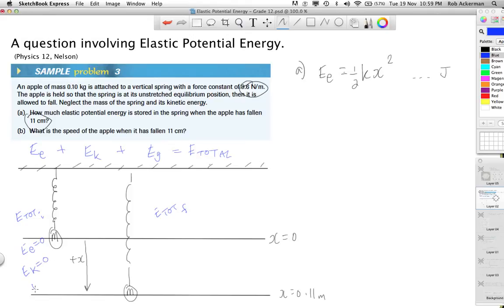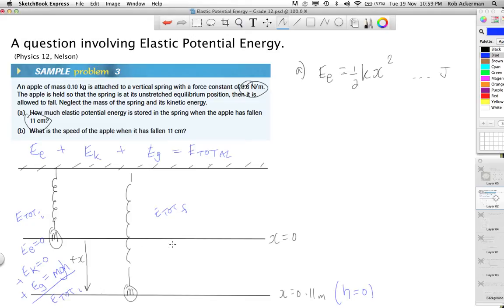We are, however, a certain distance above the lowest point, so if we set this as height equals 0, we can do mgh and figure out the total value. We can add these all up and get our E total value, E total initial.